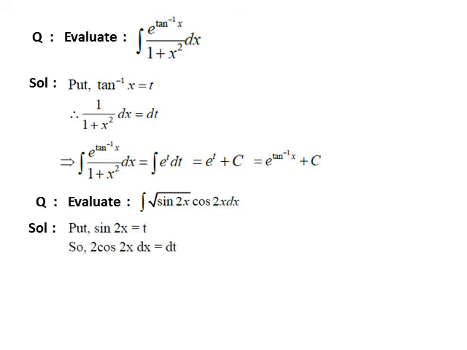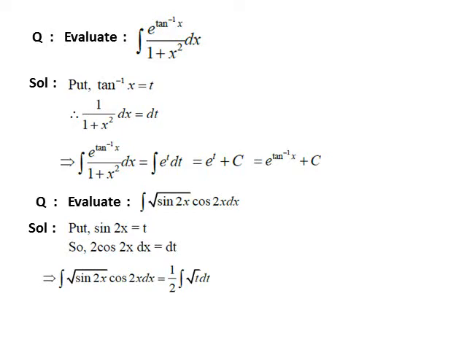In this question, to find the integral of square root of sine 2x multiply with cos 2x with respect to x, put sine 2x equals to t. So, 2 cos 2x dx is equals to dt. It means cos 2x dx is equals to dt upon 2. So, integral of square root of sine 2x multiply with cos 2x dx is equals to integral of root t multiply 1 by 2 dt, which is equals to 1 by 2 integral of root t dt.